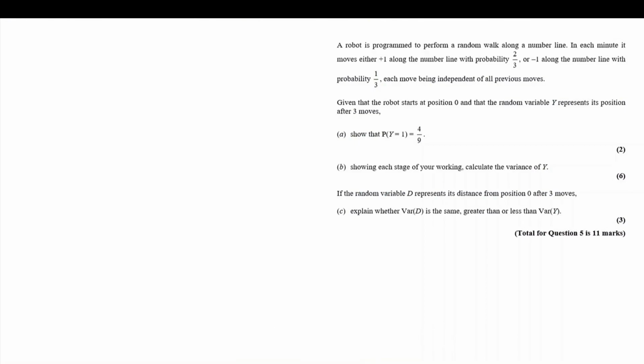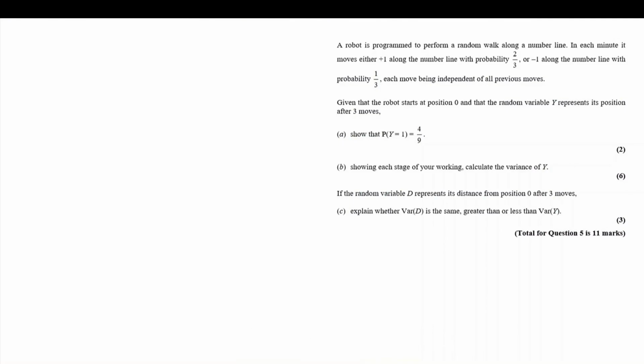In this question, we're told that a robot is programmed to perform a random walk along a number line. In each minute, it moves either +1 along the number line, so that's moving to the right, with probability 2/3, or -1 along the number line, moving to the left, with probability 1/3. Each move is independent of all the previous moves. Given that the robot starts at position 0 and that the random variable y represents its position after 3 moves.